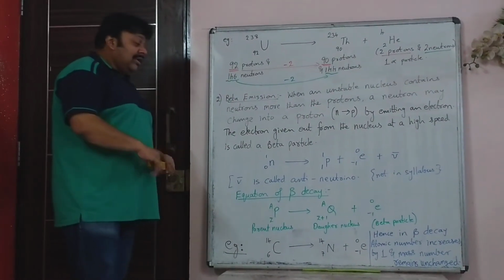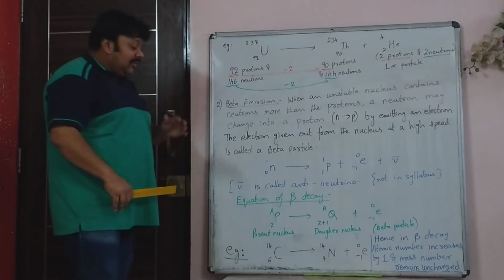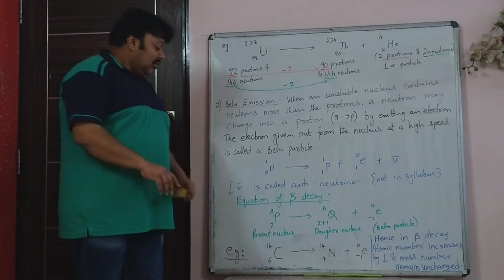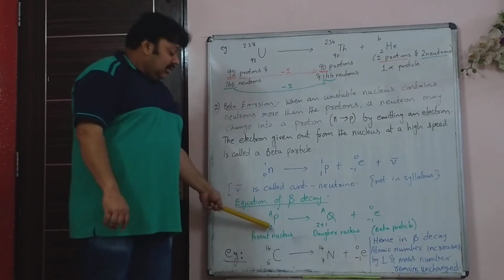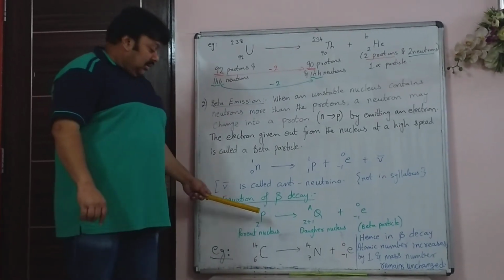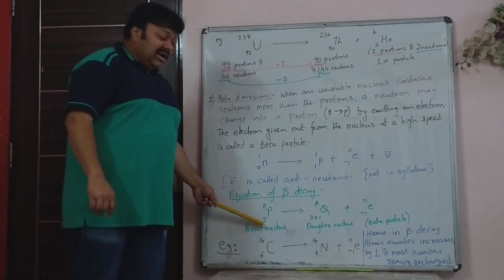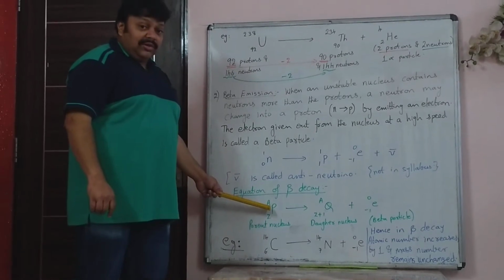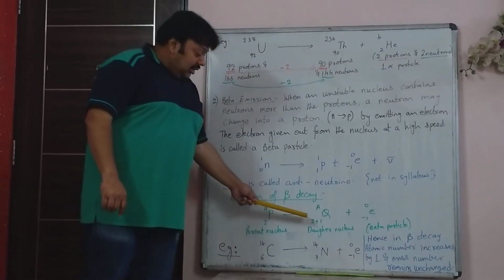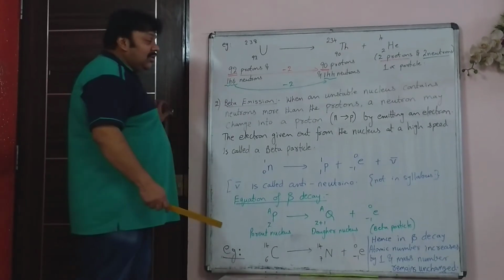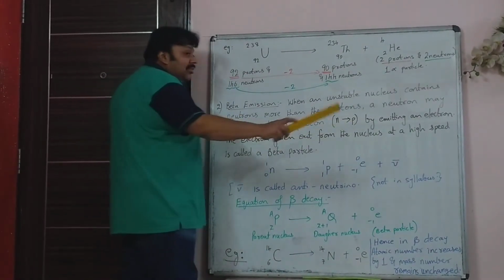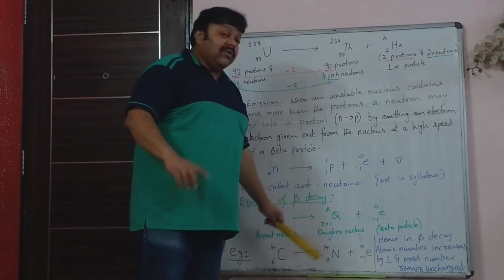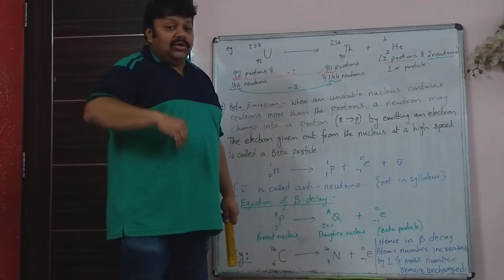So now we go to represent the equation of a beta decay and an example of that. How do you represent a beta decay? Let's say you are taking any parent nucleus, P. It has atomic number Z and mass number A. So atomic number increases by 1. Why does atomic number increase by 1? Because the number of protons has increased by 1. So it is a new element. It won't remain the same.